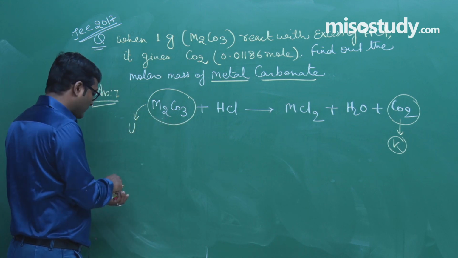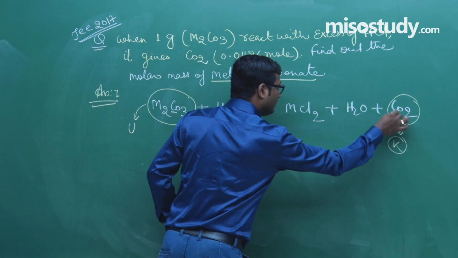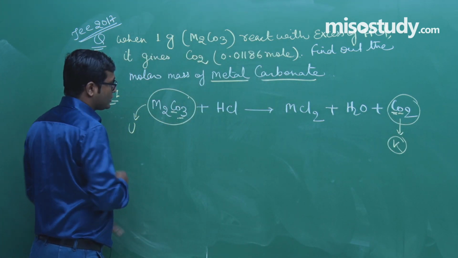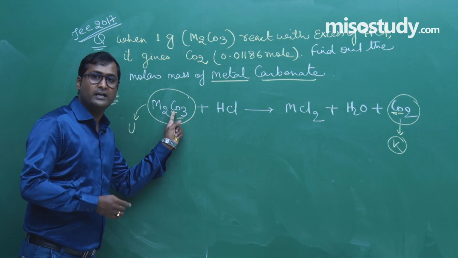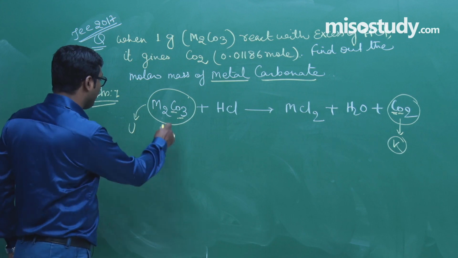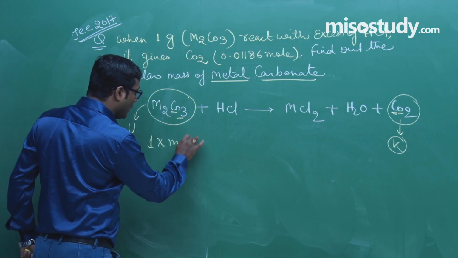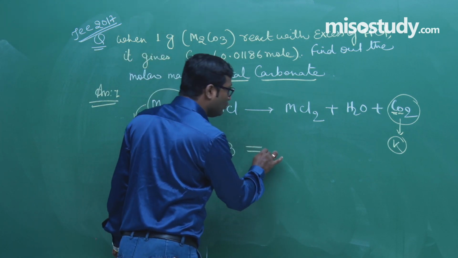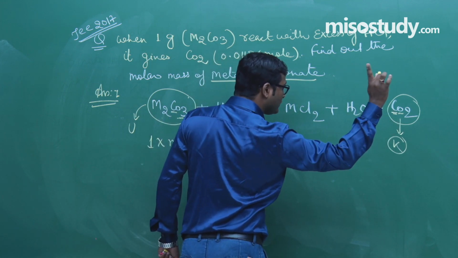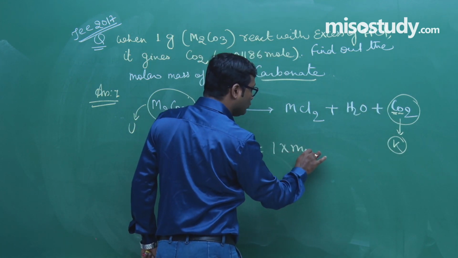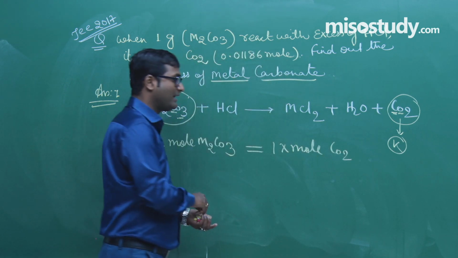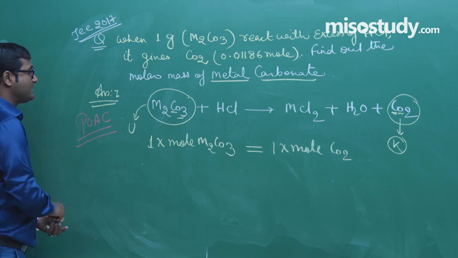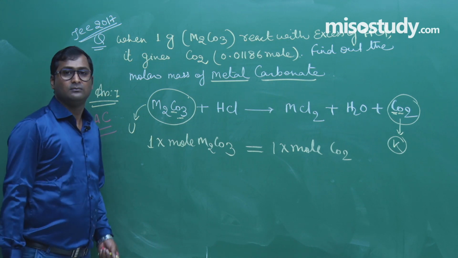Now look here, which one is common? Carbon and carbon. Which one is common? Oxygen and oxygen. It depends on you which you take into consideration. Here M2CO3 contains 1 mole of carbon atom. So we put here 1 into mole of M2CO3 equal to CO2. In CO2 there is 1 mole of carbon atom, 1 into mole of CO2. Am I right? This is the POAC method. Pay respect to this principle of atomic conservation. It will save your time.